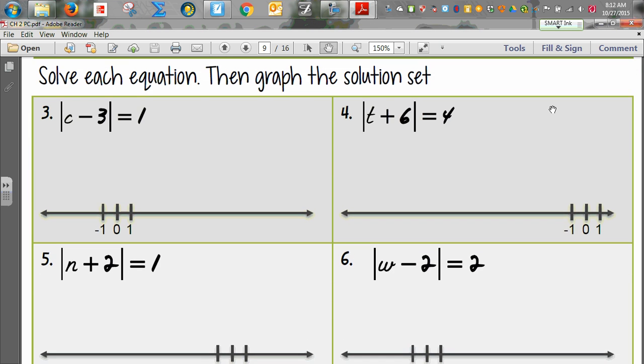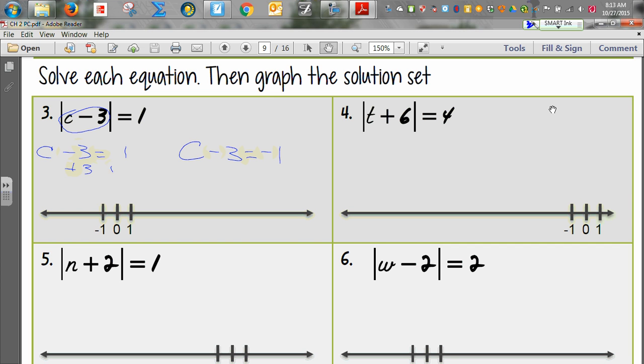Okay, solve each equation and graph the solution set. Alright, how many scenarios can I have? 2. So I'm going to take this inside part right here. I'm going to say C minus 3. It could either equal positive 1, or it could be what? It could equal a negative 1. So we're just talking about what's inside of the absolute value. Everybody clear on that? Okay.